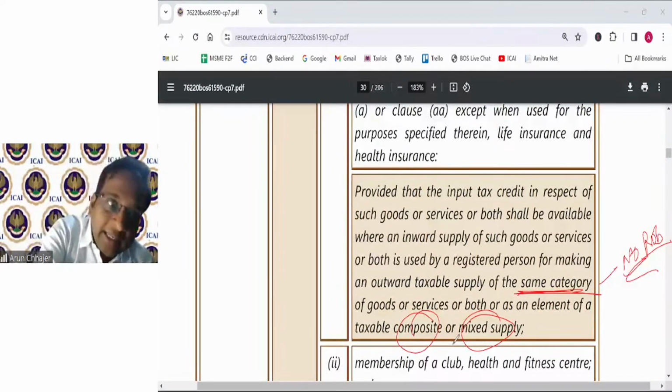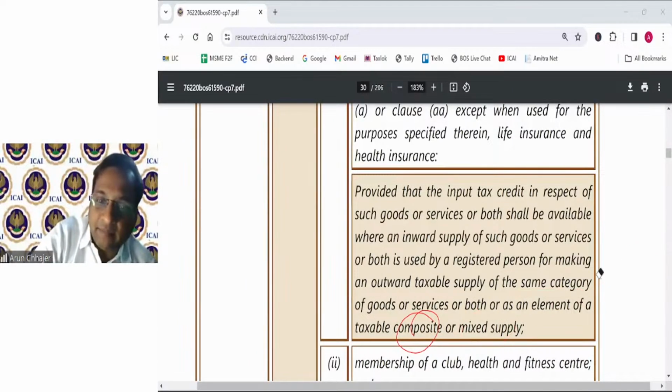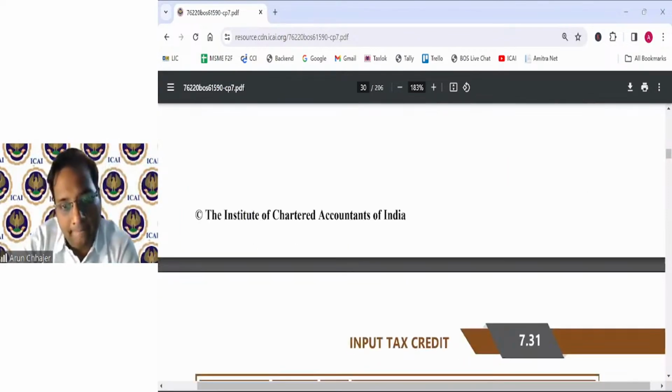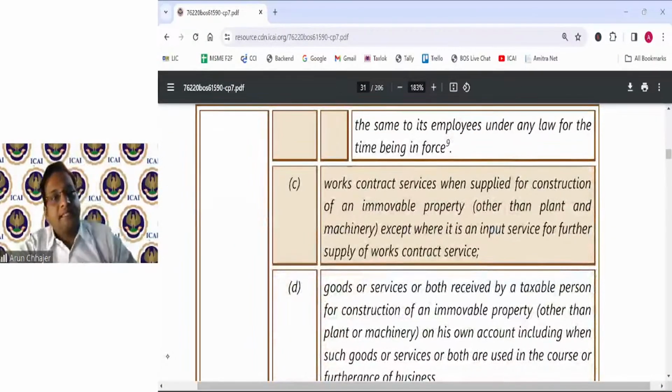If you are not billing at all, then you can't take the ITC by treating it only as business expenditure. Okay.